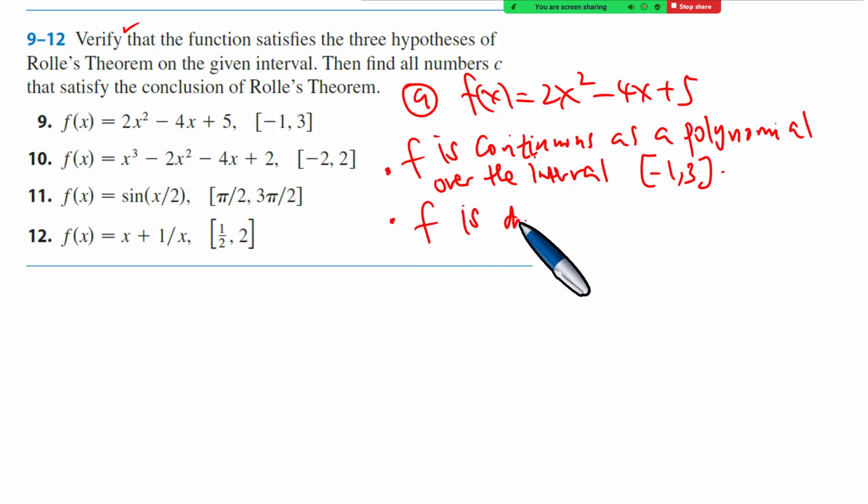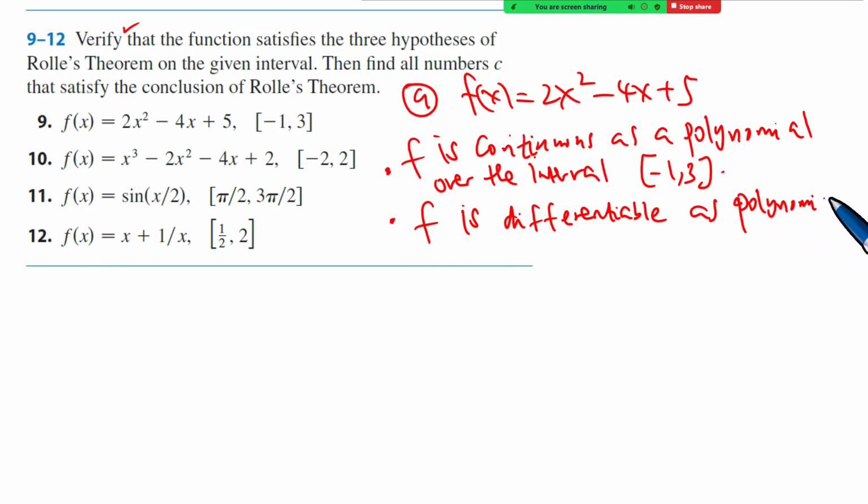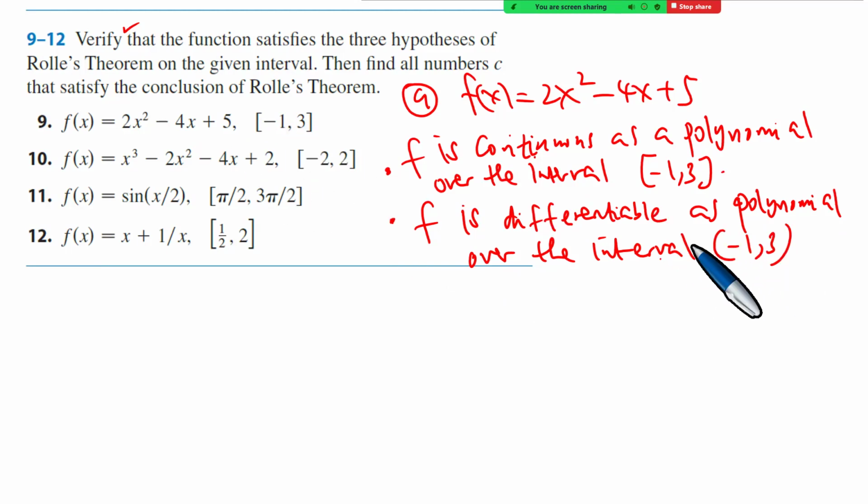Moreover, f is differentiable. Why? Because the derivative of this polynomial, you can find so many derivatives there. So at this point, f is differentiable as a polynomial. All polynomials are differentiable. It's differentiable as a polynomial over the interval. Remember that differentiability is over the open interval. You just put round parentheses there. Okay, we're good.